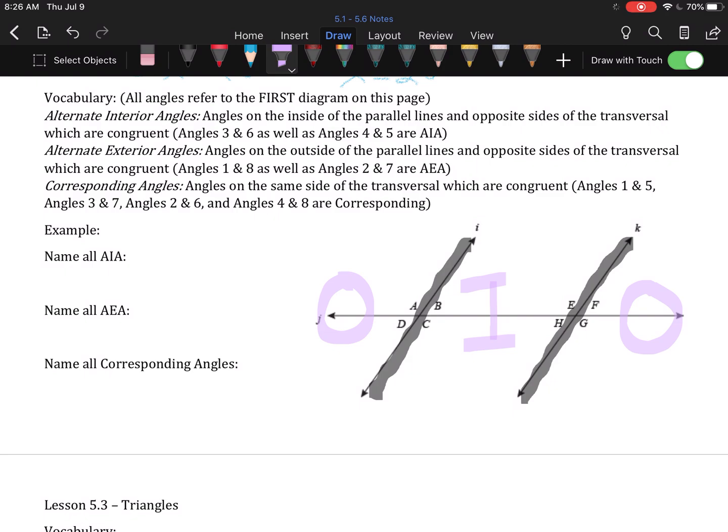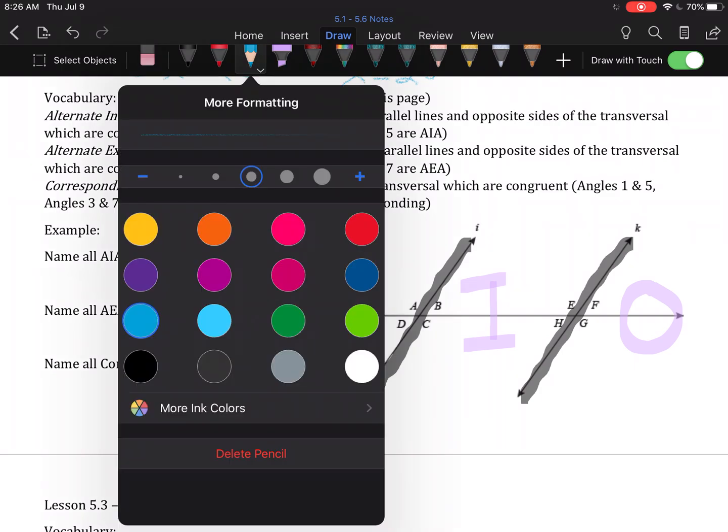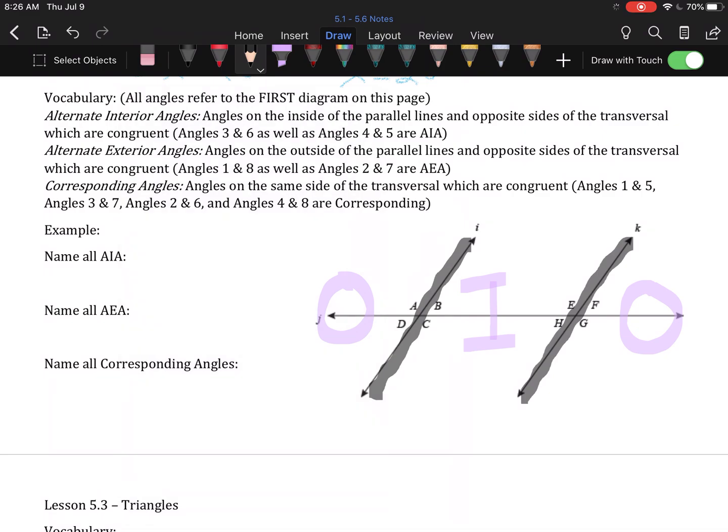So now, when I read that definition for alternate interior, because we have to name all alternate interior pairs, there are angles on the inside of the parallel lines and on opposite sides of the transversal. Well, opposite sides of the transversal would mean one on top, one on the bottom. So angles B and H fit that definition. Angle C and angle E fit that definition. Inside the transversal on opposite sides.